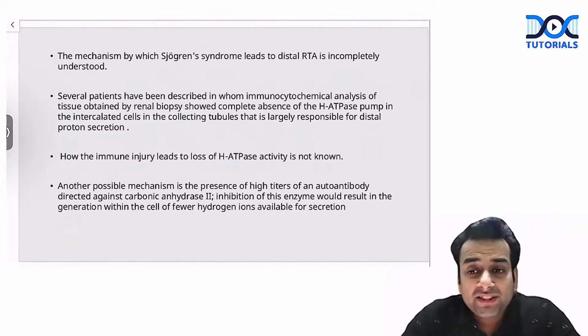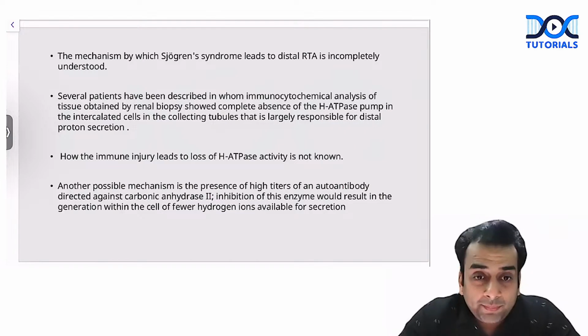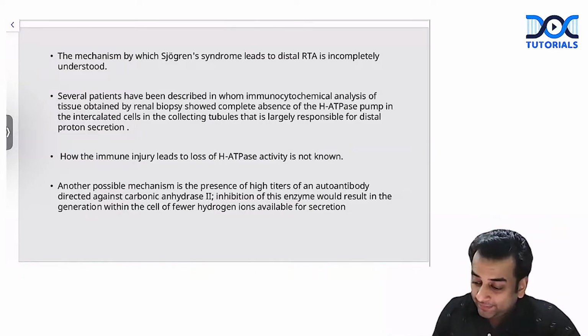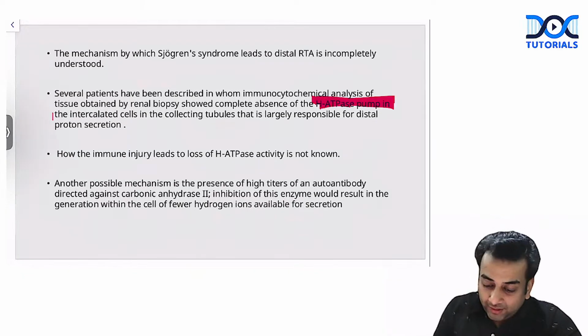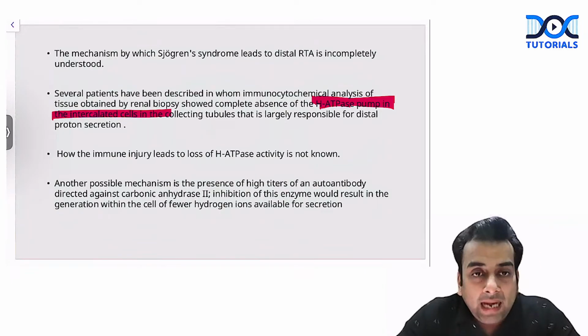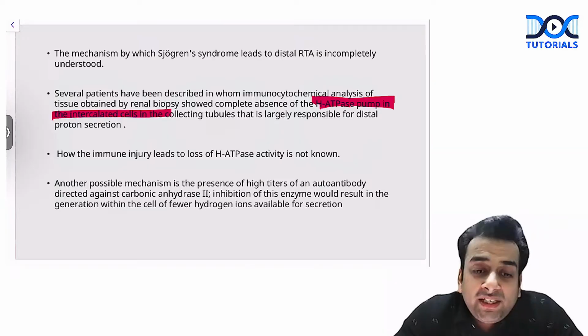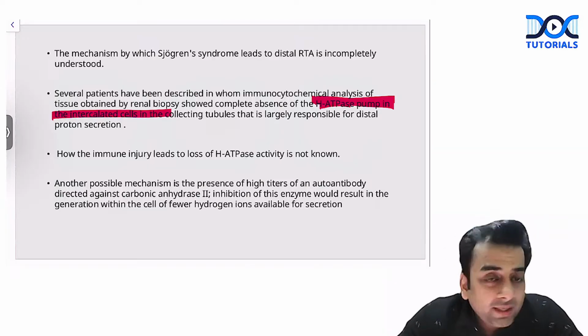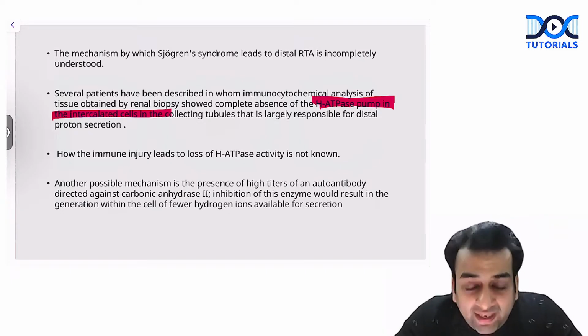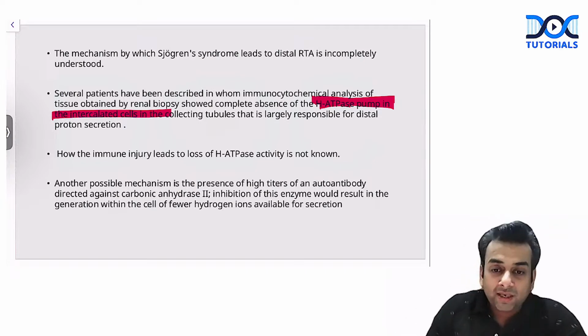The mechanism by which it leads to distal RTA is incompletely understood. Some patients have been described in whom immunocytochemical analysis of the tissue of the renal biopsy showed complete absence of the H plus ATPase pump in the intercalated cells, which is largely responsible for the proton excretion. However, how the immune injury leads to this loss is unknown. Another mechanism is the presence of high titers of an autoantibody against carbonic anhydrase 2, which will lead to proximal RTA.